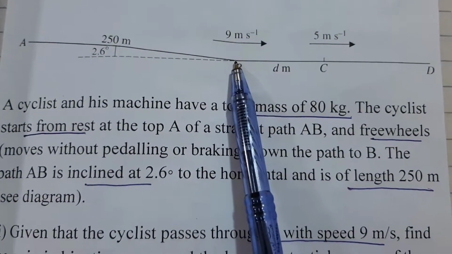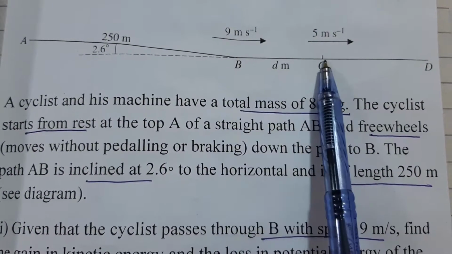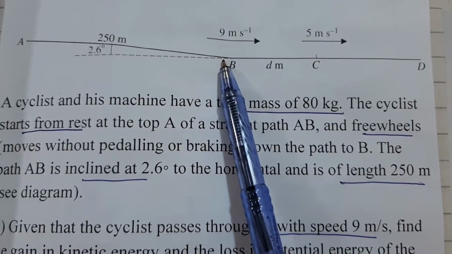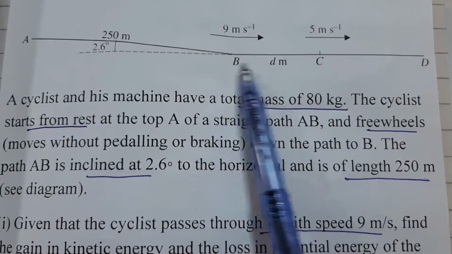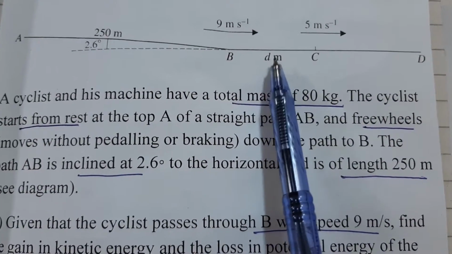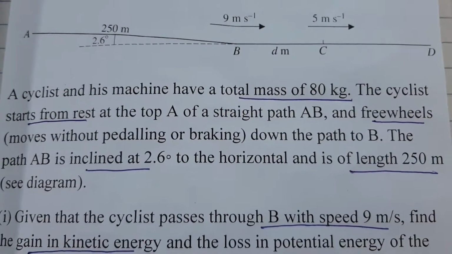Then it continues free pedaling, freewheel from here till here. When it reaches here, the velocity is 9. When it will reach at C, the velocity is 5 and the distance is d. So understood, we have to find this distance.